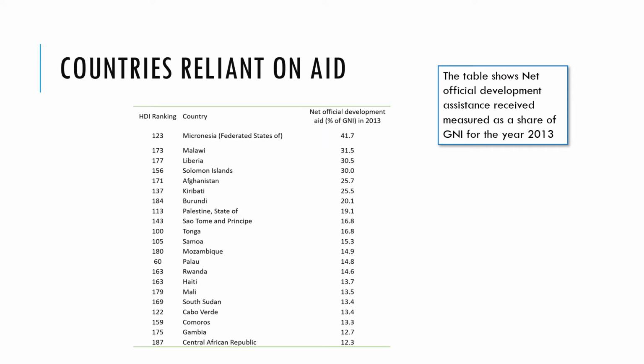So this is a list here of countries, and the percentage column here shows you the percentage of GNI, gross national income, that's made up from receiving aid. So these countries here, 20% and above, have quite a significant source of income in aid.